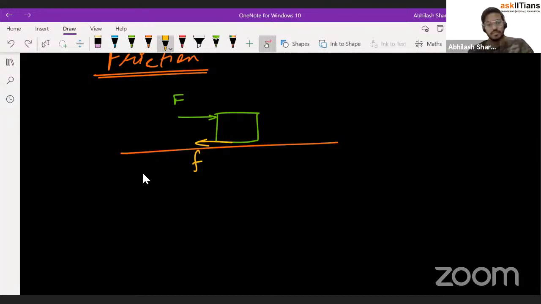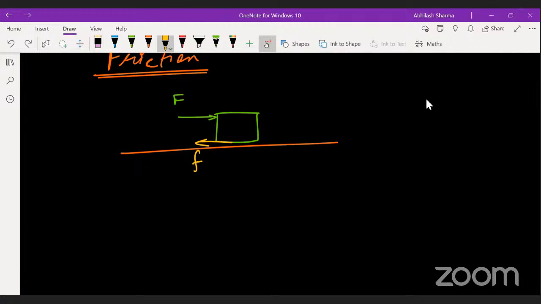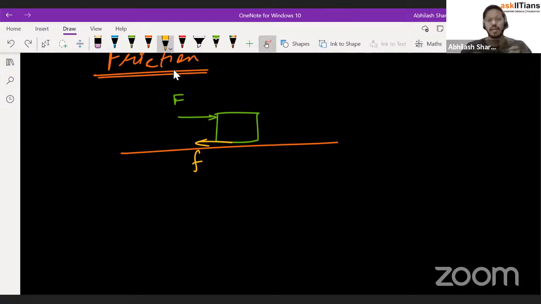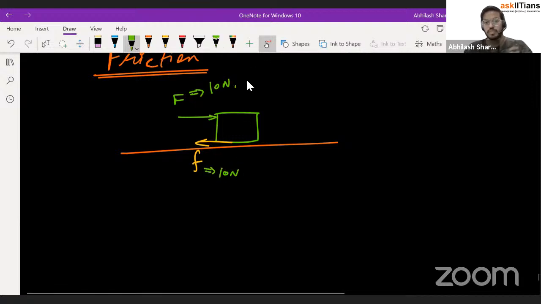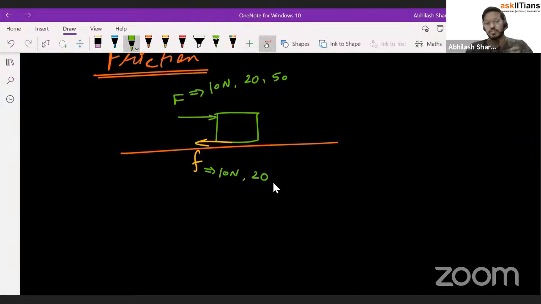What do you guys think? Changing. Yeah, it keeps on changing. Yes, you're right. Why? Because let's say I apply only 10 Newton of force, then friction will apply only 10 to cancel it out. We increase it to 20, friction will increase itself to 20. We increase to 50, it also increases to 50. So see, it always follows you.